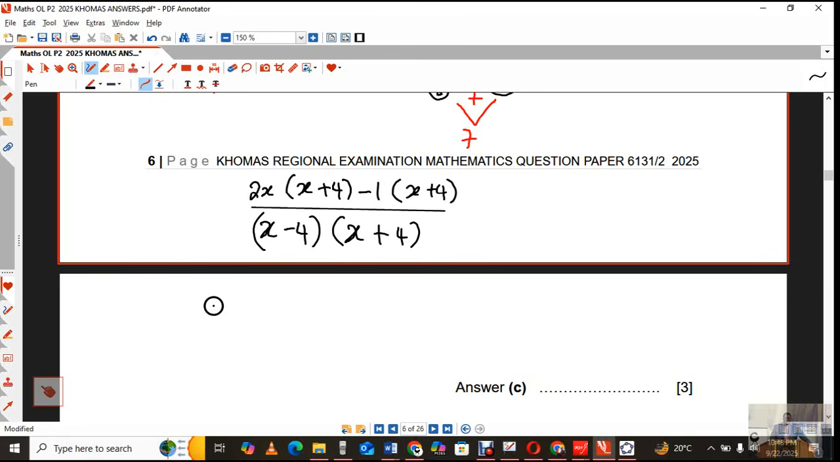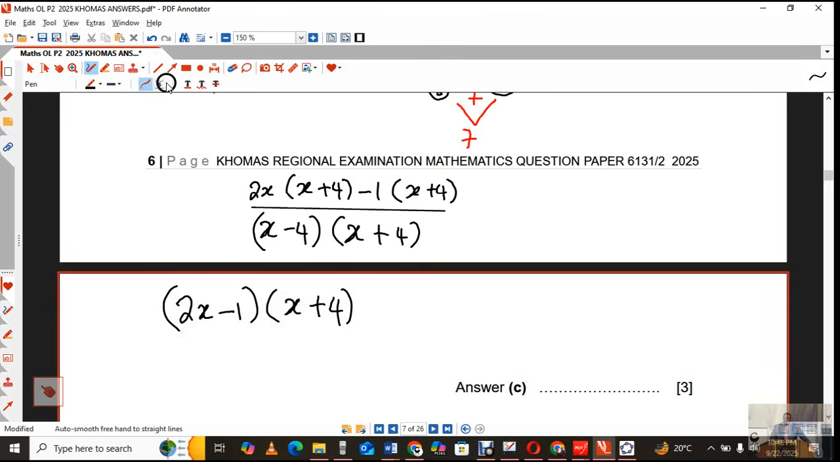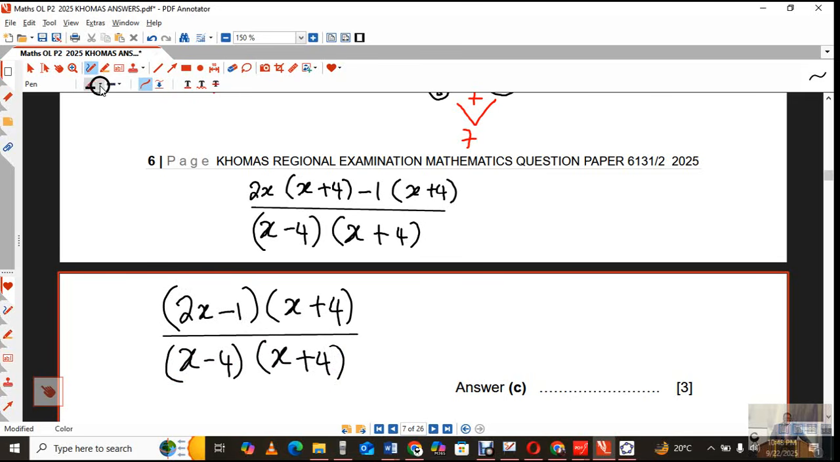Everything outside the bracket, you write in its own bracket. So 2x minus 1 comes in its own bracket. Obviously, x plus 4 is common to both. So you write it once as well. And all of this then goes over this difference of two squares, which is x minus 4 and x plus 4. Now you have a scenario where you have one term versus one term, and you may cancel out. So the final answer is 2x minus 1 all over x minus 4. You don't have to put them in brackets. That's the final answer.